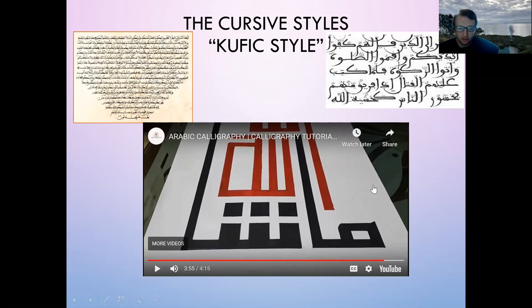But just to clarify, there are different types of Kufic. This one that was displayed in the video is more of a geometrical style, which has a lot of squares. The one I was referring to earlier was the one you see in the picture, where it's more rounded and used in scripts. Nice. Just to clarify that concept.